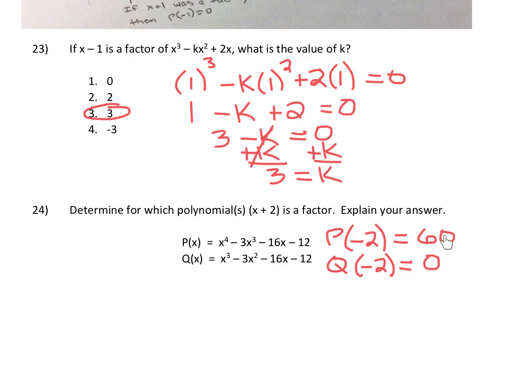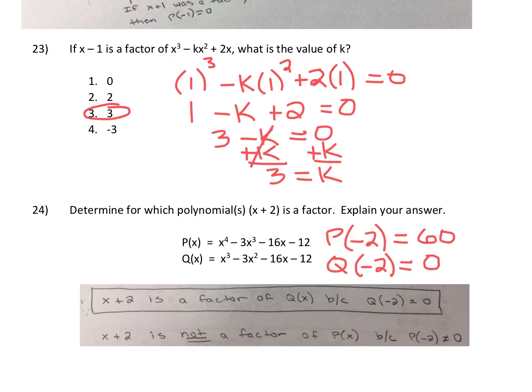Now remember, these answers represent a remainder if we were to have divided these functions by x plus 2. So what that means is x plus 2 is not a factor of p of x because there's a remainder. X plus 2 is a factor of q of x because look at that, there is no remainder.